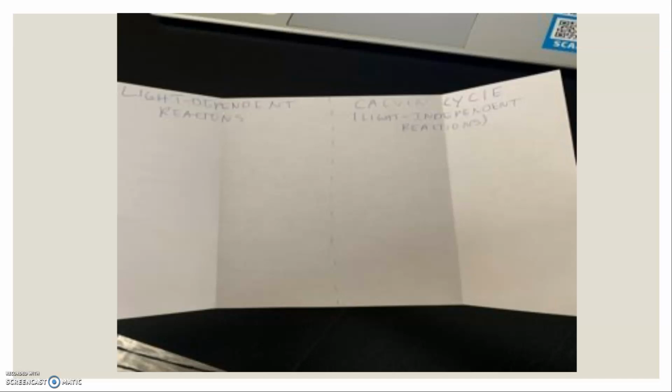On the left side, you want to have this entire space for the light-dependent reactions or light reactions, and you want to have this entire space for the Calvin cycle. So divide that into half. You can do a little dashed line. When the flaps of the foldable close, they should meet at the dashed line. This is for the light reactions. This is for the Calvin cycle. Okay?